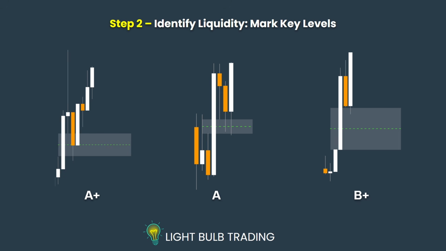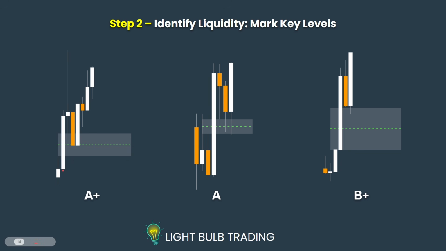Now that we know the bias, if we're bullish or bearish, it's time to map out all the key liquidity levels. For this, we're using fair value gaps that have swing highs or lows inside them. Remember what we talked about before with pullback types? This will come in very handy here. So here is how I grade liquidity inside these gaps. On the left, we have A+, A graded, and B+.